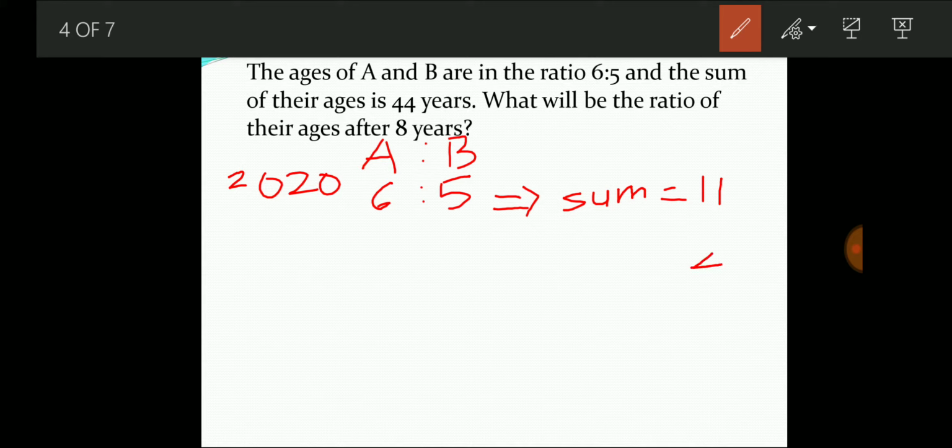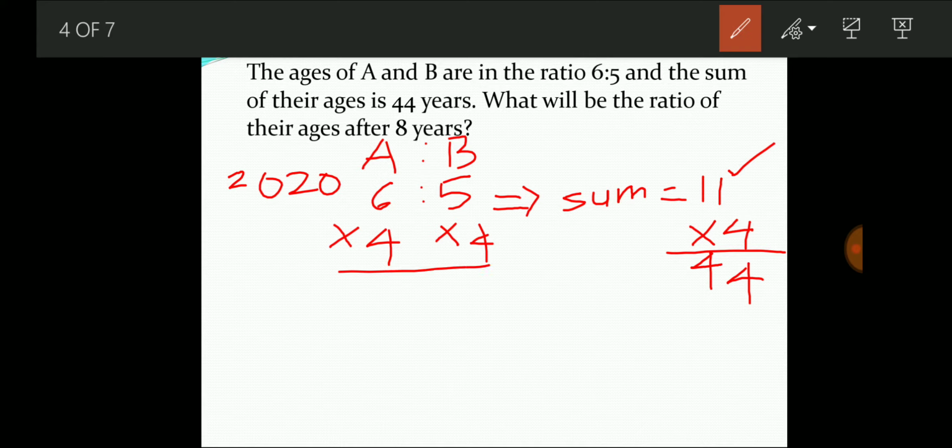So if it is 44, then we know 11 has to be multiplied by 4 to give us 44. The actual parts is 11, so 11 has to be multiplied by 4 to give us 44. Similarly, their ages ratio should also be multiplied by 4. So 6 into 4 is 24 for A and 5 into 4 is 20 for B. So the ages of A and B would have been 24 and 20 in 2020, which is nothing but the ratio 6:5 itself.